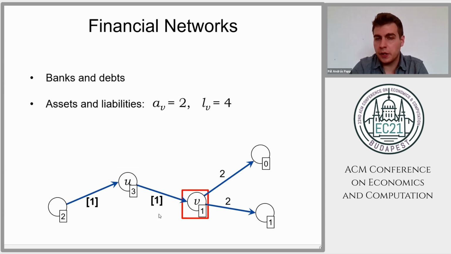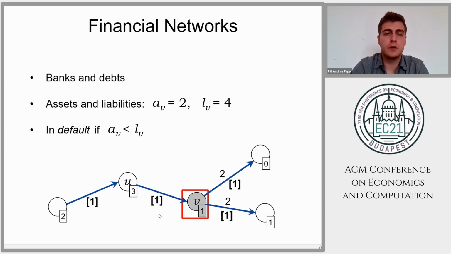On the other hand, if you look at this Bank V, it has 1 unit of money itself and receives 1 unit of incoming payment, which means total assets of 2. And it has total liabilities of 4. So this is the case when we say that Bank V is in default because it cannot fulfill its payment obligations. In this case, the models of financial networks usually assume that V has to use all of its money to pay at least some amount of its debts. And it has to make these payments proportionally to the outgoing contracts. So in this case, 1 unit of payment on both outgoing debts.